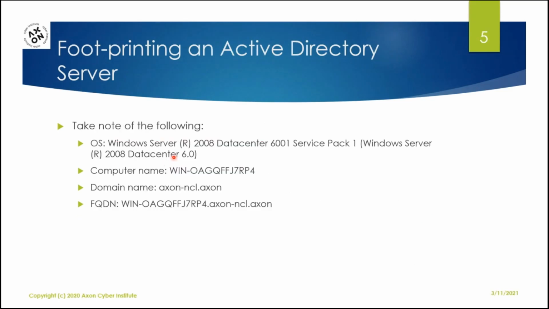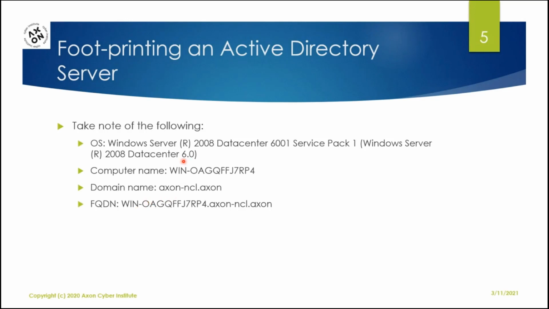And then once you have done your Nmap, you have to take note of certain parameters. Okay, these are the parameters I have extracted from me running Nmap against the current Active Directory, which I'm gonna do in a while. So you have to take note of the operating system. You have to take note of the computer name. What is the computer name, you might use it? The domain name, okay, and the fully qualified domain name.